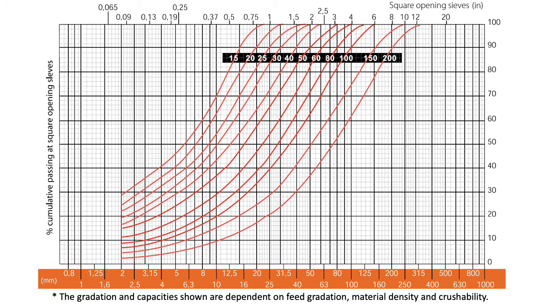Crusher manufacturers also provide gradation charts. The vertical axis is the percent cumulative passing, ranging from 100% to 0. The bottom horizontal axis represents the screen sizes in millimeters. The top one shows the sizes in inches. Each red curve here shows the percent passing at different screens.